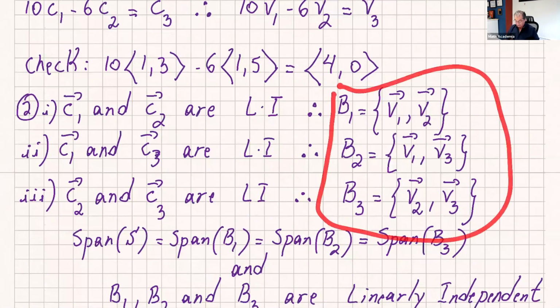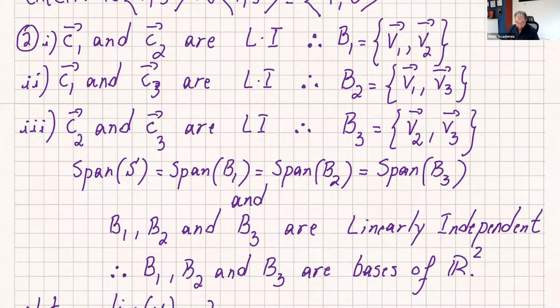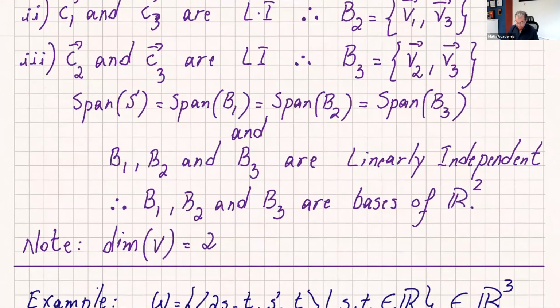These are all subsets of S, and they can be a basis for R2. We know that the span of S is the same as span of B1, span of B2, and span of B3, and B1, B2, B3 are linearly independent. So they all can be the basis of R2. The dimension, as I mentioned, in each basis, here we have two vectors, so the dimension of V is going to be 2 in this case.